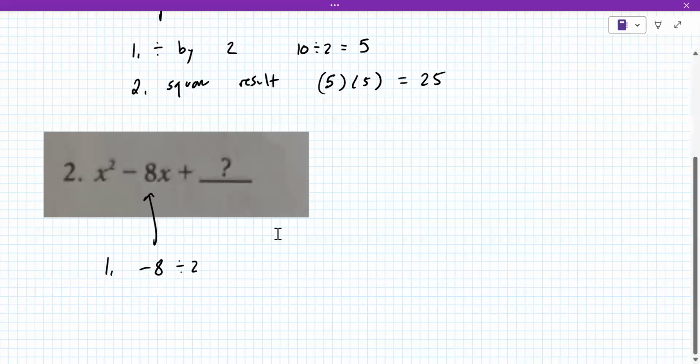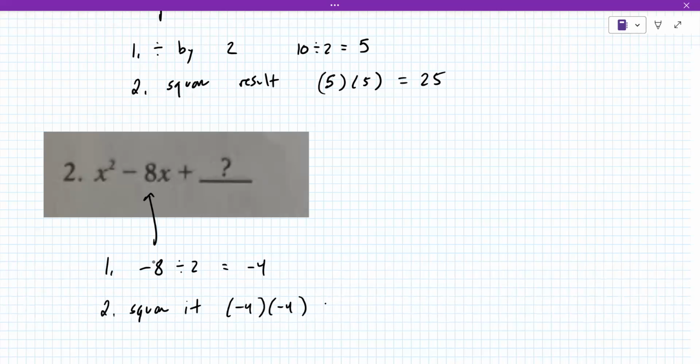So that the sign goes with it. What is -8 divided by 2, or cut in half? It is -4. Then you square it. Now, when you square a negative, you're multiplying it by itself, so it becomes positive. 16. Yes, 16. There's your answer.